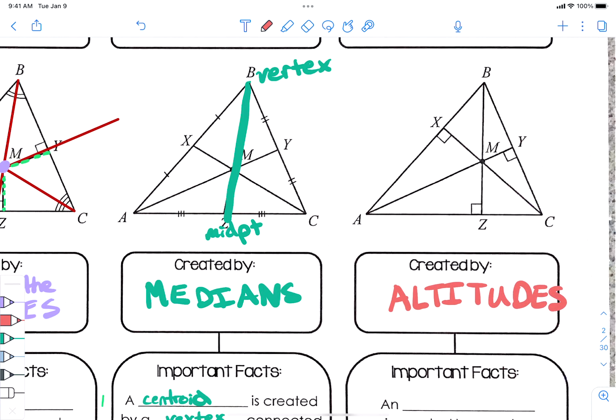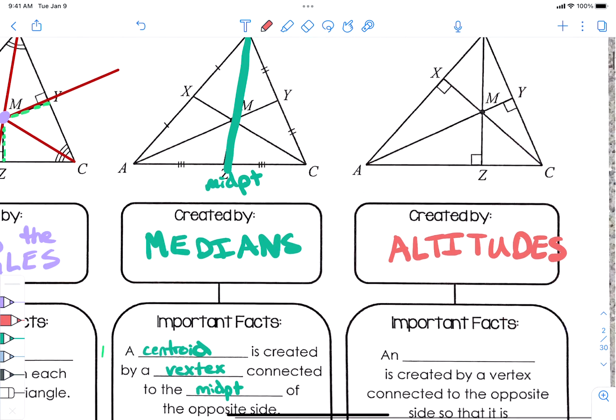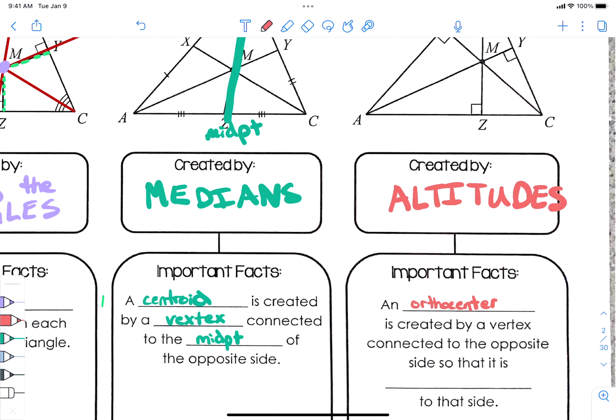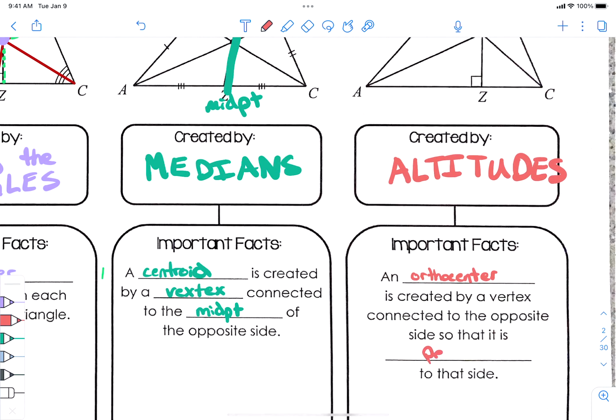Altitudes. We're going to do all those perpendiculars from our vertices. Important facts: the orthocenter is created by a vertex connected to the opposite side so that it is perpendicular to that side. It has to be perpendicular. That is the key. If it's not perpendicular, you're not measuring the right altitude. Perpendicular to the opposite side.